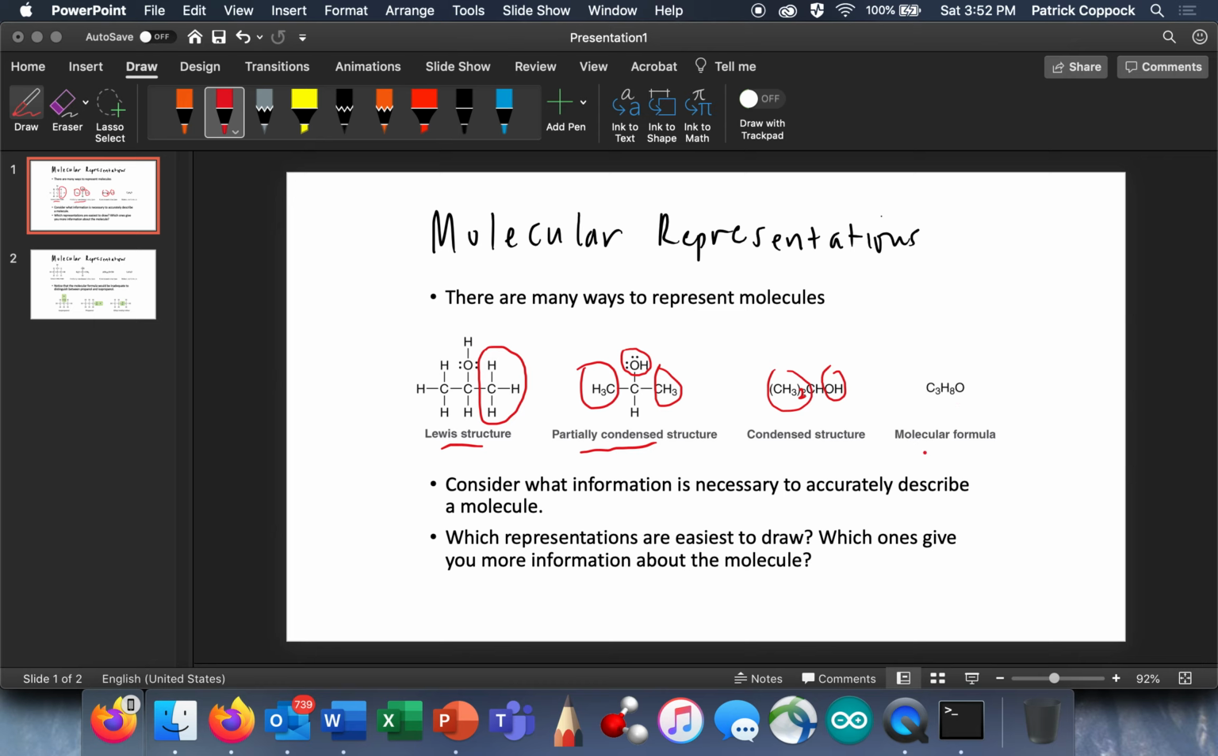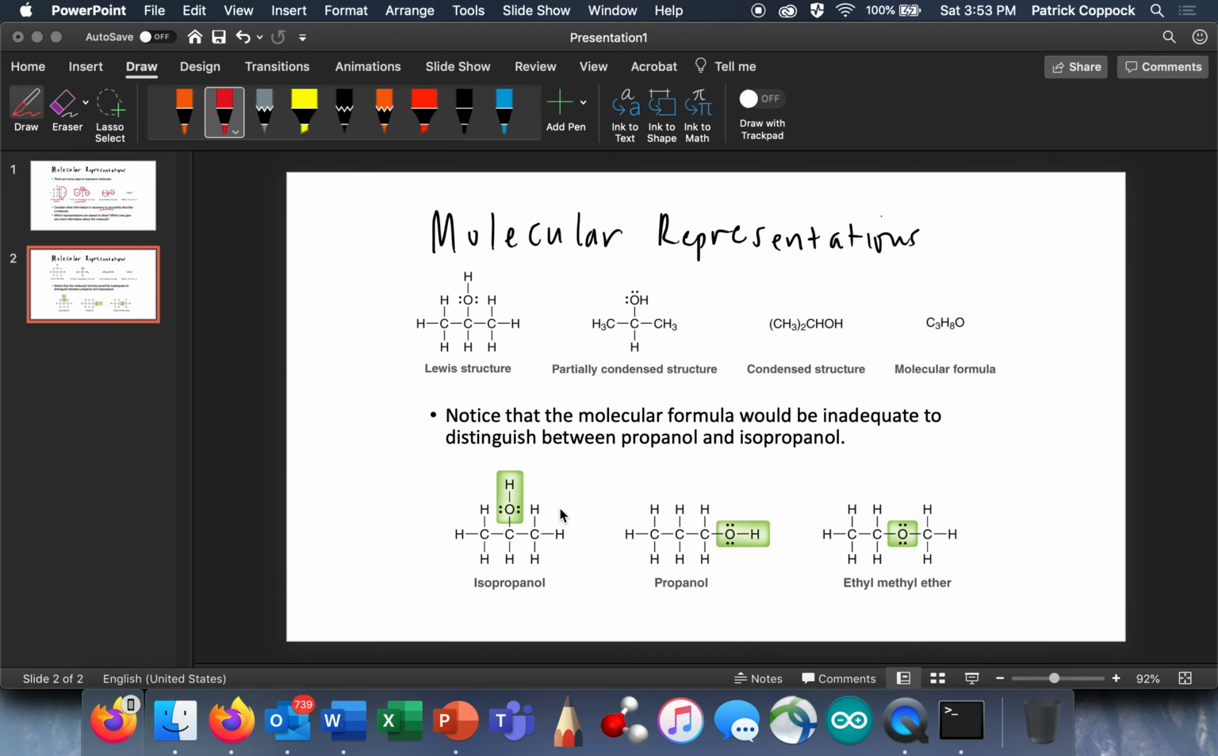So depending on the conversation that we're having, that will dictate which of these structures we want to use, right? We want to know what is necessary to accurately describe the molecule that we're concerned about. We also want to ask which are easiest to draw, which one gives us the most information about the structure, and so on. Okay? So we're going to use all of those structures and more, but I want to make one more point about this, and then we'll move on to more sophisticated things.